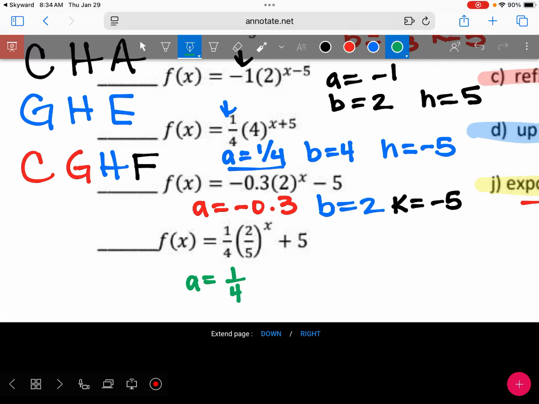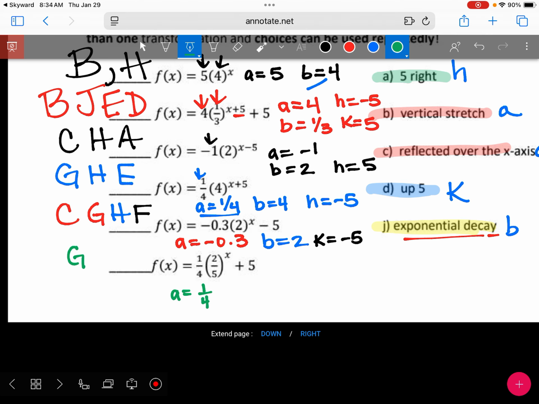1/4 is not negative, so it's not going to reflect. Is that going to make it stretch or compress when it's 1/4? Who says stretch? Who says compress? I agree. So what letter is compress? G.